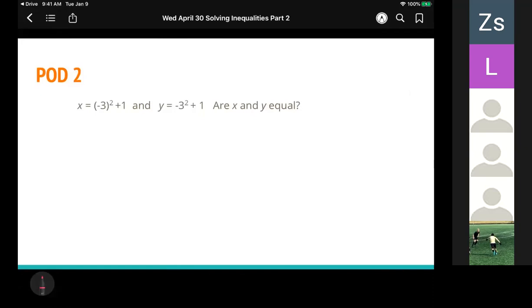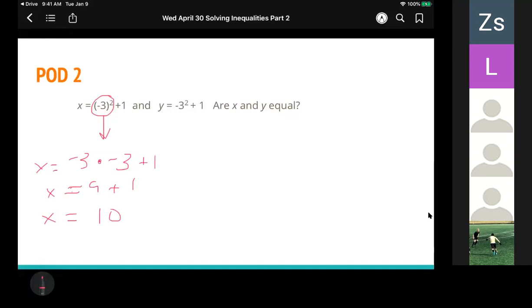All right, well, let's take a look. This thing here means -3 times -3. Well, we'll see, David. -3 times -3, what does that give us, David? +9. +9 plus 1 is 10. X equals 10.